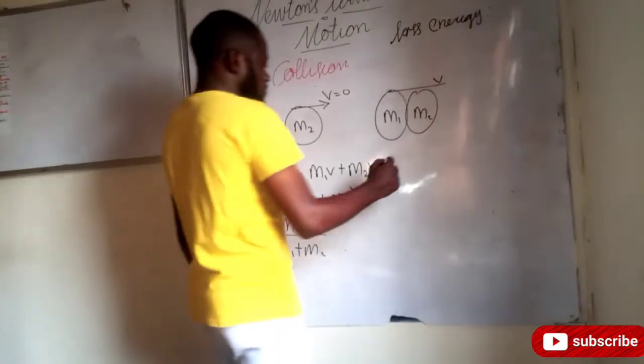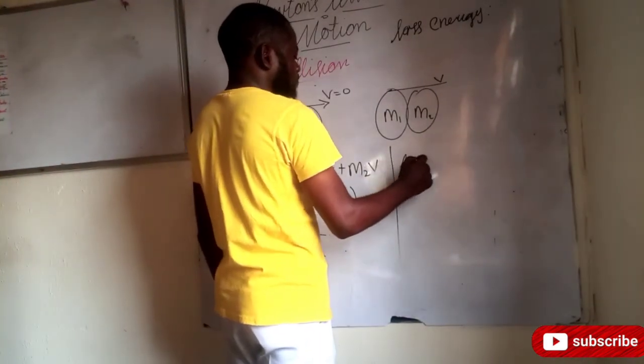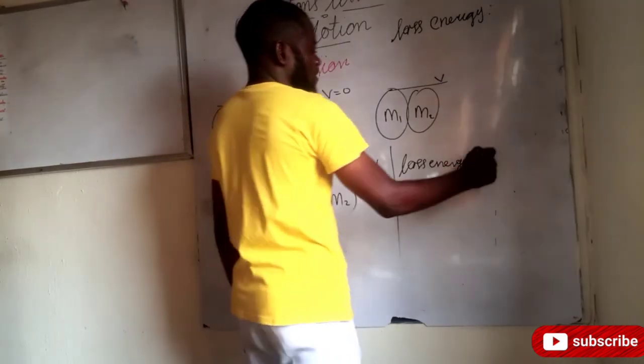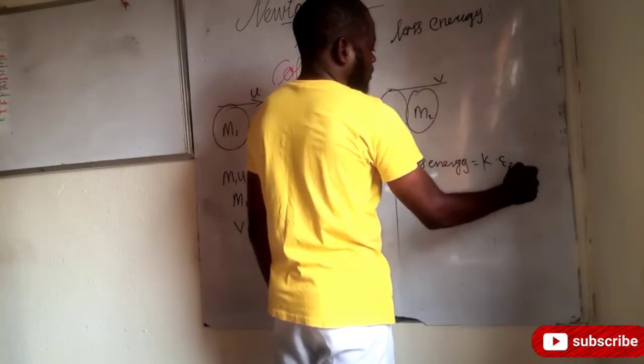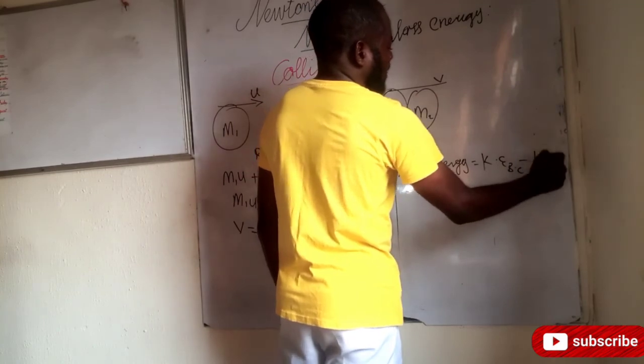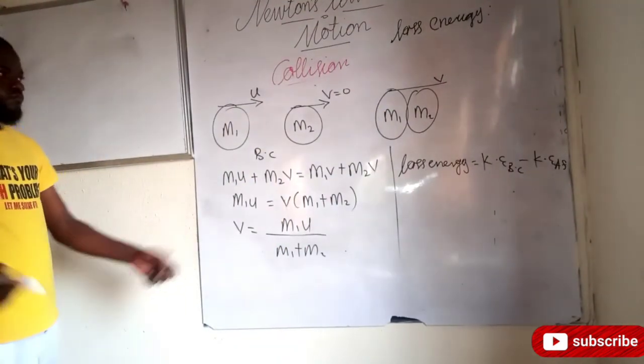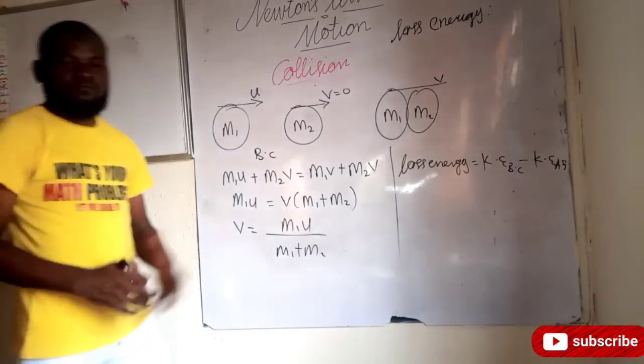So the lost energy here is just going to be the kinetic energy before collision as usual minus the kinetic energy after collision. So it's as simple as that. So that's all about that.